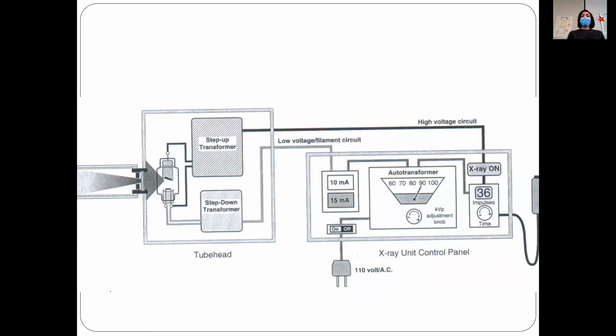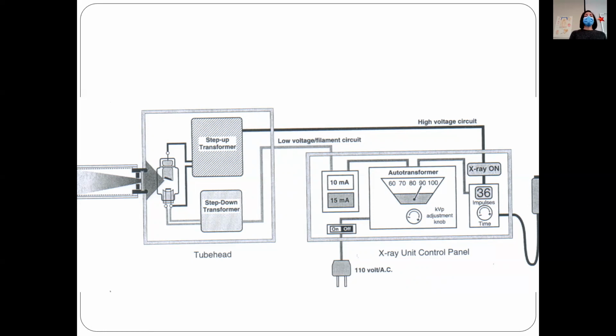Let's see. Here again is the entire system, but this time you see the control panel. So this is what's on the wall. It says 10 MA, 15 MA. Ours just says 7 MA. The on and off switch, it's plugged into the 110 volts, 36 impulses, every time you push the button, it pulses 36 times. So there's just giving you a little bit more information.